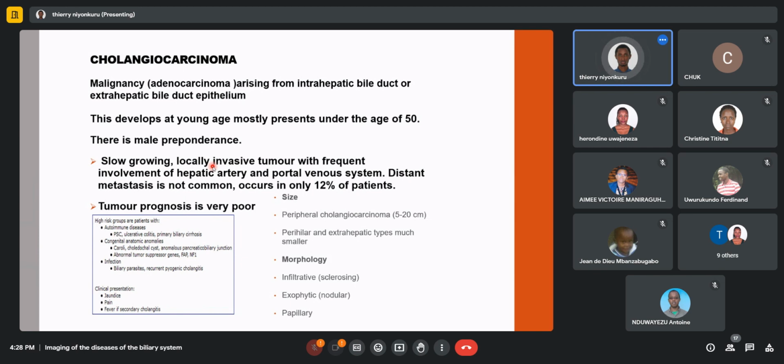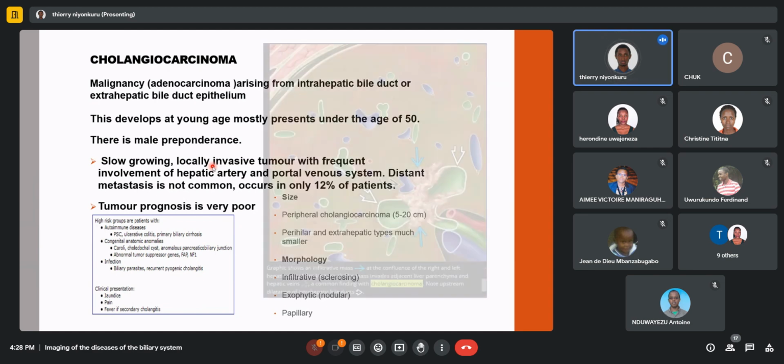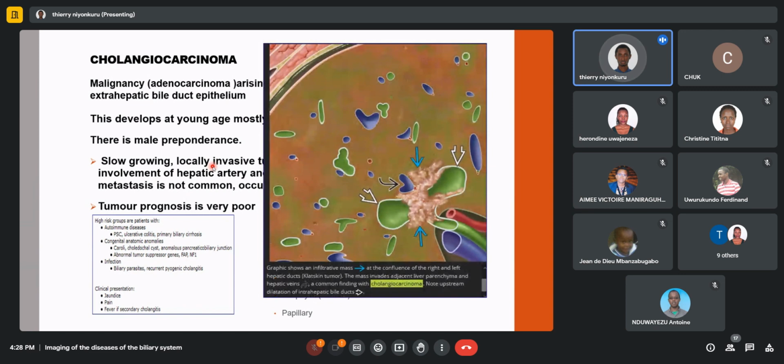So the morphology may be infiltrative, exophytic, or papillary. On this diagram, you can see at the confluence of the right and left hepatic duct that there is this mass which is invading the adjacent liver parenchyma and the hepatic veins, with upward dilatation of the intrahepatic bile duct.